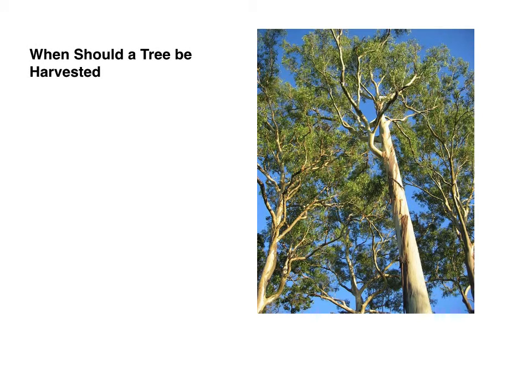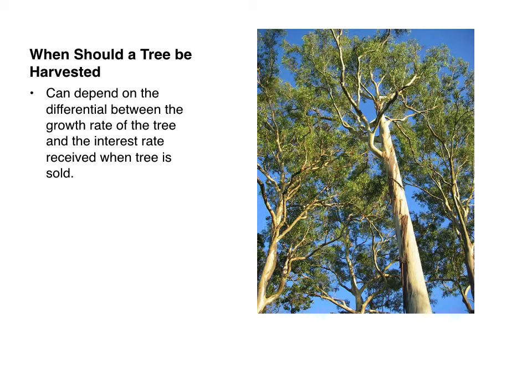Now we bring humans involved, and humans are looking at the harvesting of the tree or the cutting down of the tree. Here we have a picture of eucalyptus trees here. And what do humans look for in the shall we say optimal amount of the trees to be cut? Well, it can and probably should depend upon the differential between the growth rate of the tree and the interest rate received when the tree is sold.